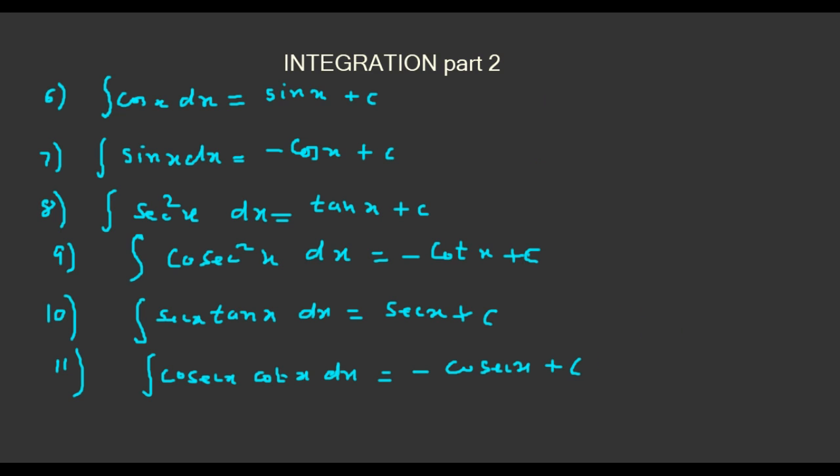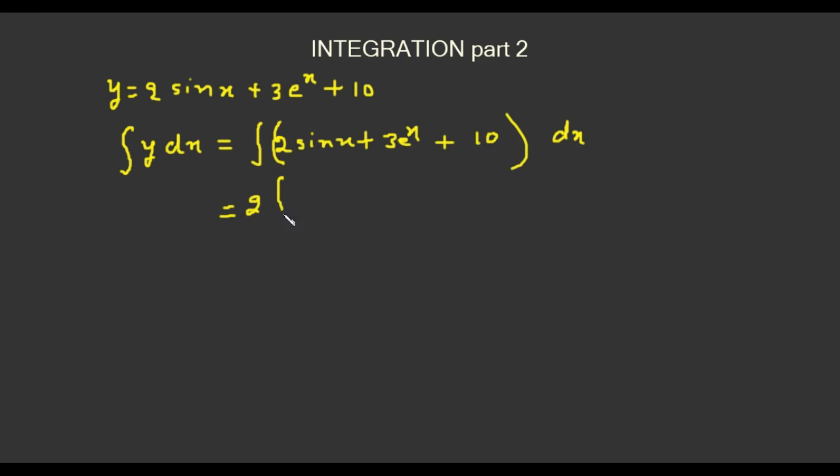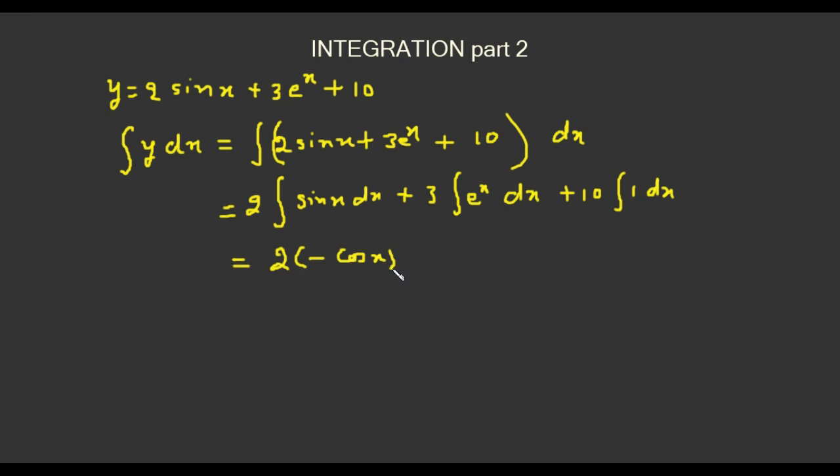Now let's use these formulas. Now if we have to take the integration of this, then integration of y with respect to x becomes integration of 2 sin x, which further equals 2 times integration of sin x. Now this gives us 2 times minus cos x plus 3 times e raised to power x plus 10 times x plus c, or minus 2 cos x.